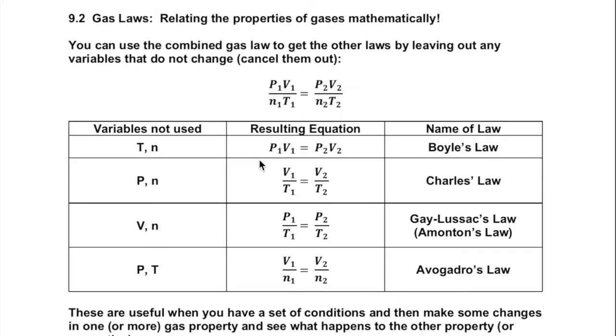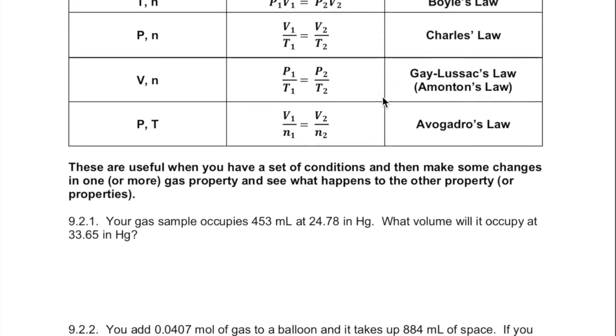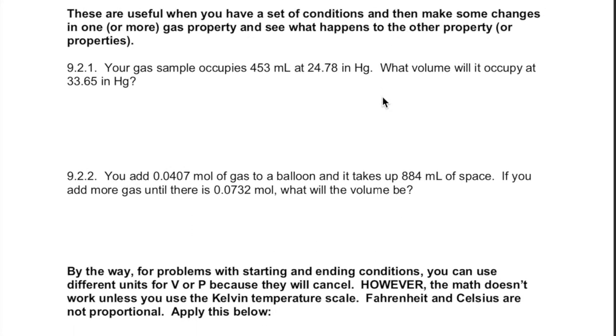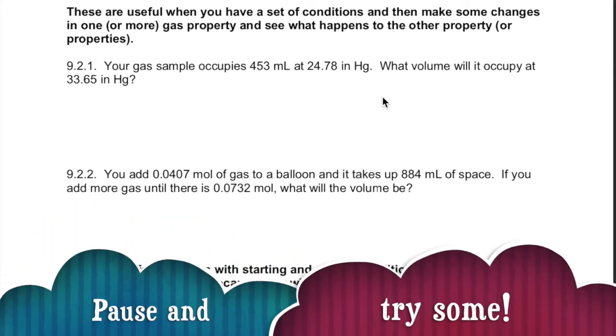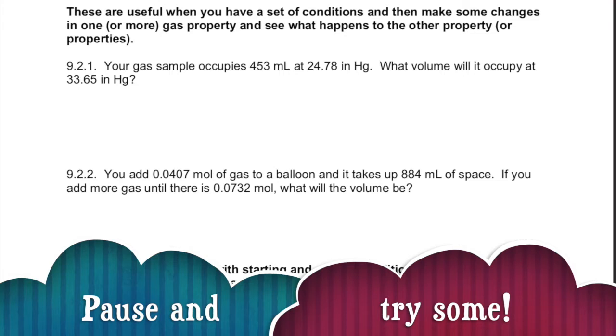So all of these types of equations are used when you have a set of conditions, set one, so an original pressure, an original volume, etc., and then you change something, maybe you increase the pressure, maybe you increase the temperature, and you want to see how the other properties change in response to that. So that's the kind of problem where you would use these equations. Let's give it a try here.